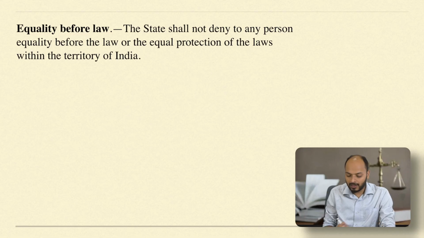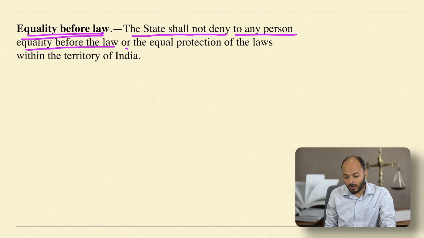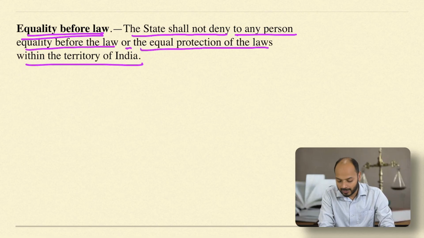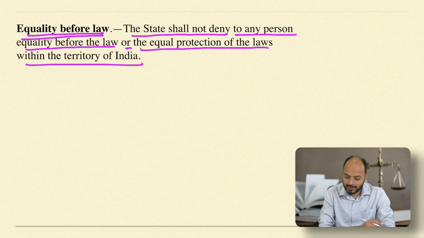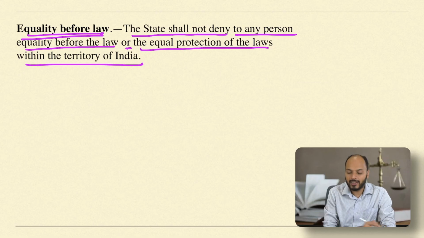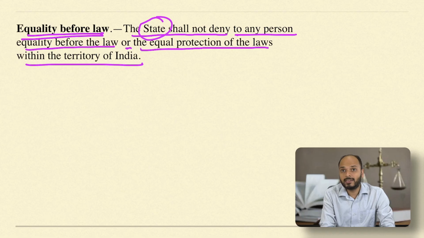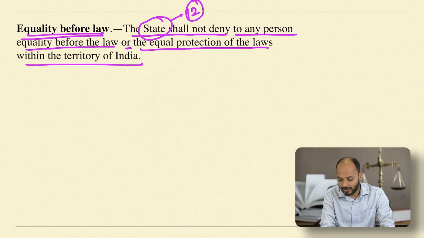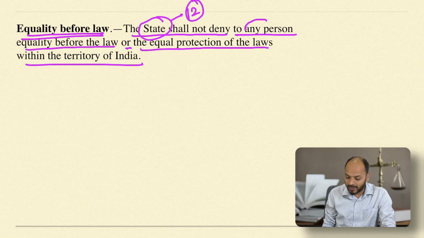So Article 14 says equality before law. It says the state shall not deny to any person equality before law or the equal protection of the laws within the territory of India. Right? So the thing to focus on here is who shall not deny equality? It is the state. What is state? The definition of state we have already seen in Article 12. And it shall not be denied to any person.